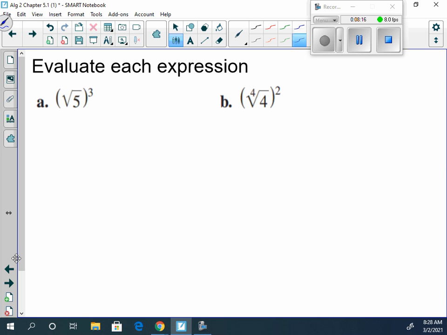Now we can evaluate these here. There's 2 different ways we can do it because we can plug these into the calculator and get our answer. So the square root of 5 cubed, well, we could type this into the calculator, square root of 5 in parentheses cubed, and it would give us our answer, which is going to be a decimal. 11 point what? 11.180.